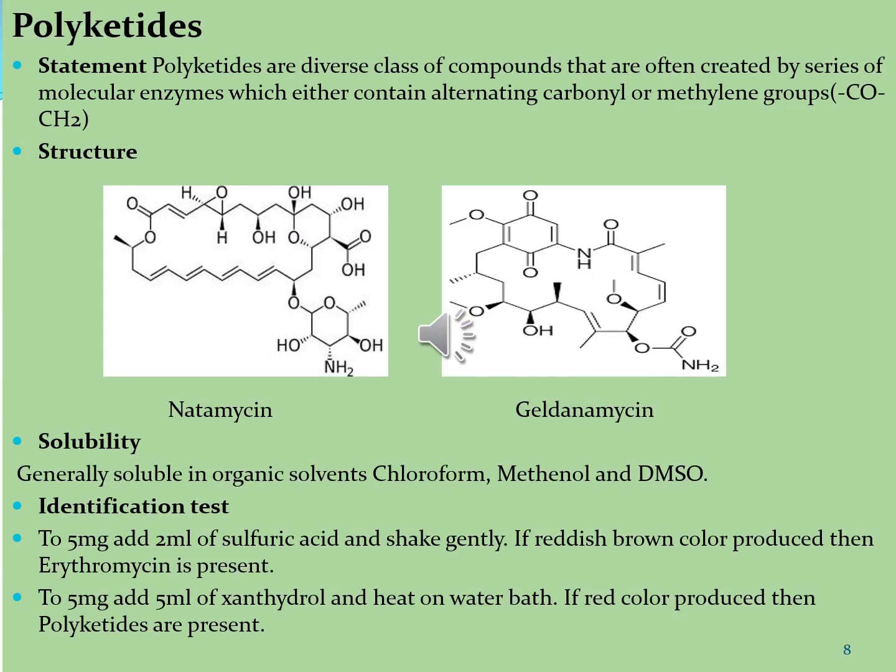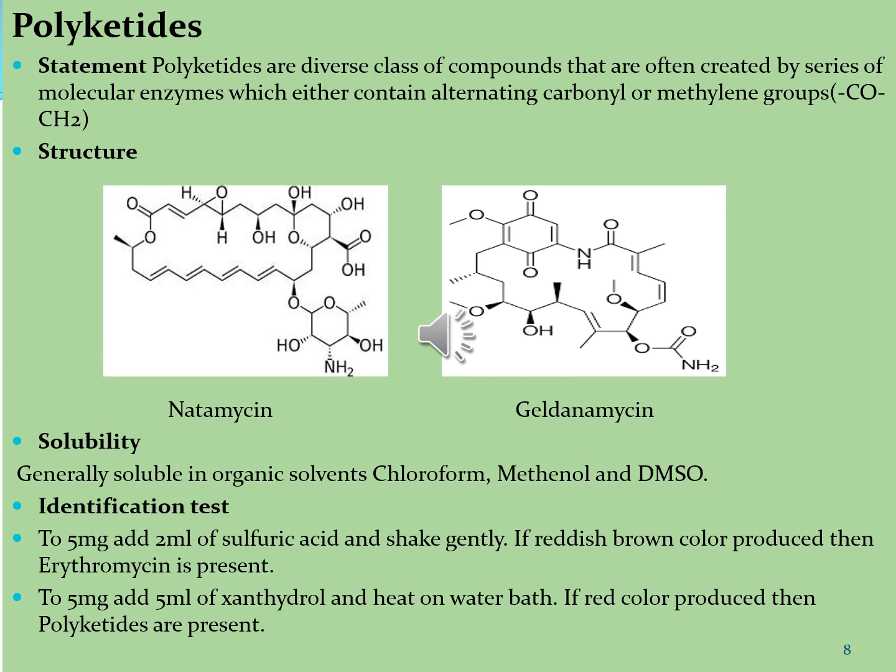Let's see what polyketides are. Polyketides are a large group of metabolites found in bacteria, fungi, and plants, which are synthesized from acyl coenzyme A precursors. So, polyketides are a diverse class of compounds that are often created by a series of enzymes, and they contain alternating carbonyl or methylene groups, that is, in the form of C double bond O and CH2.